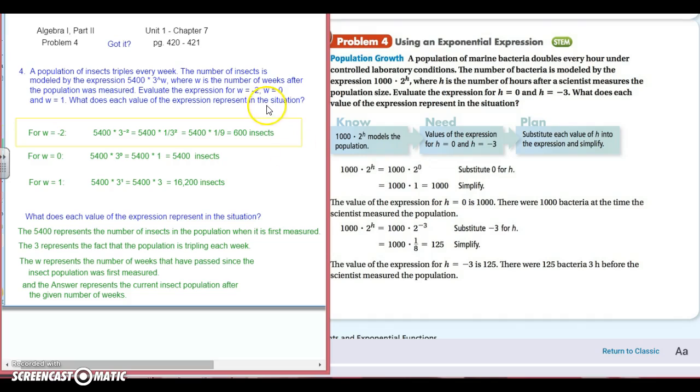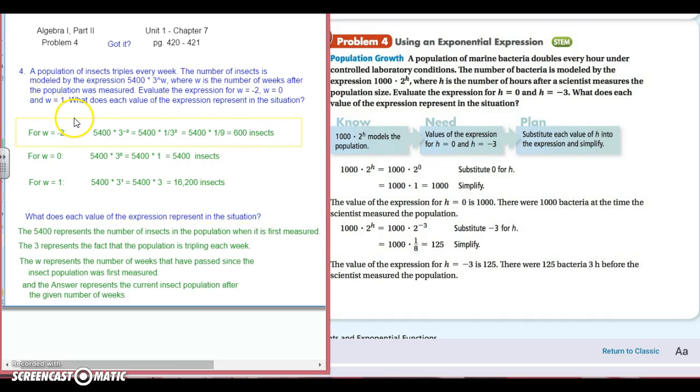Okay, so the first thing we're going to do is substitute each of these values in separately for the W. So for W equals -2, we would get 5,400 times 3 to the -2 power. So the only thing that changes is what we're substituting in. That equals 5,400. The -2 power makes that 3 a 1/3 squared. So it'd be 1 over 3 squared. It has to move down to the denominator. So 5,400 times 1 over 3 squared would be 1/9. And 5,400 times 1/9 is 600 insects.